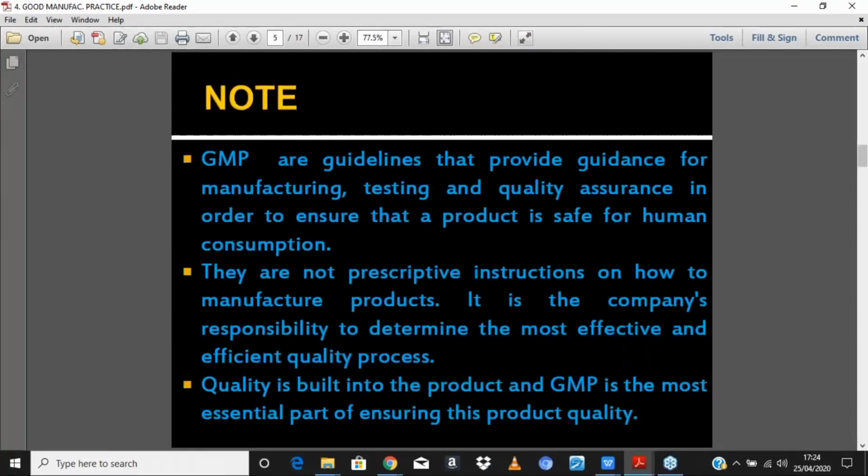Note the following: good manufacturing practices are guidelines that provide guidance for manufacturing, testing, and quality assurance in order to ensure that the product is safe for human consumption. But GMP are not what we call prescriptive instructions. They do not prescribe or tell us how to manufacture or how to produce. They are not prescriptive in nature. They are guidelines on how to produce. Quality is built into the product, and GMP is the most essential part of ensuring this product quality.